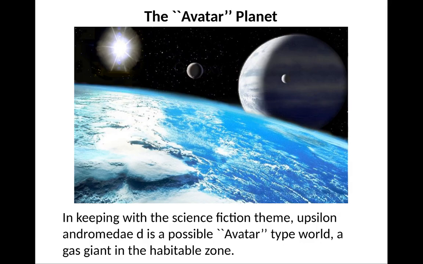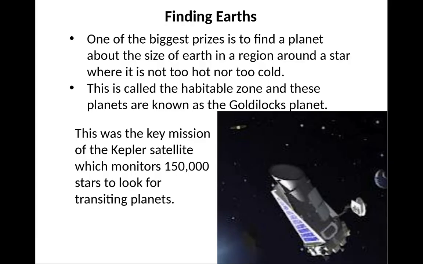Keeping with our science fiction theme, there's another planet which is an Avatar planet. Upsilon Andromedae D is a possible Avatar-type world. It has a gas giant in the habitable zone of the star, which is a region that is not too cold nor too hot, so liquid water can exist. It's not to say the gas giant itself has liquid water, but the moons around the gas giant might have liquid water, i.e. Avatar. Okay.